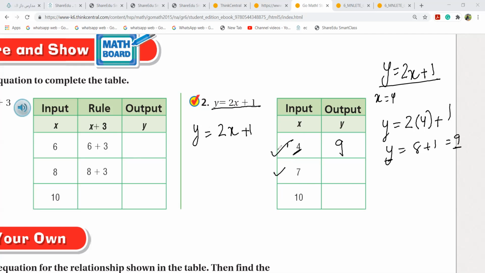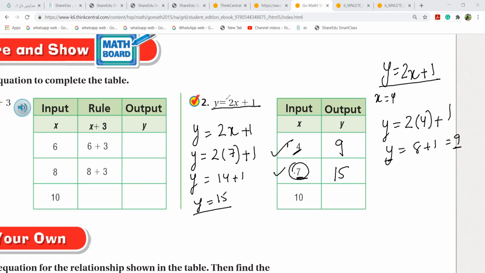X is 4, I did it. Next, what value can x be? Look at the line of x: 7. Come to this. I'll copy y, I'll copy equals, I'll copy 2. Instead of x, I should write 7. I'll copy plus, I'll copy 1. Now solve it. 2 times 7 is 14, plus 1, y equals 15. So when I put x as 7 in this equation, I get y as 15.